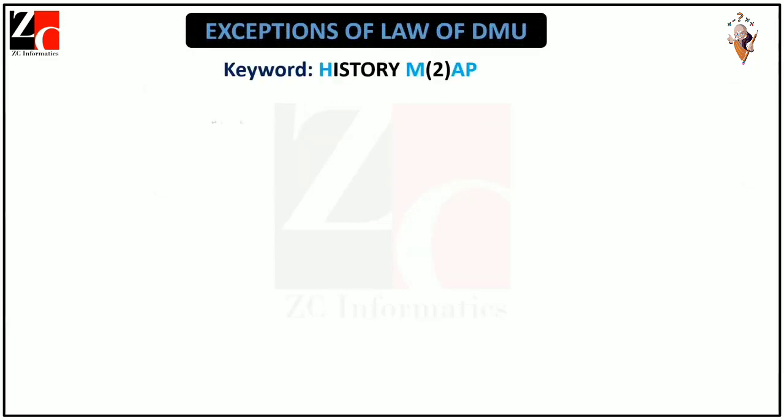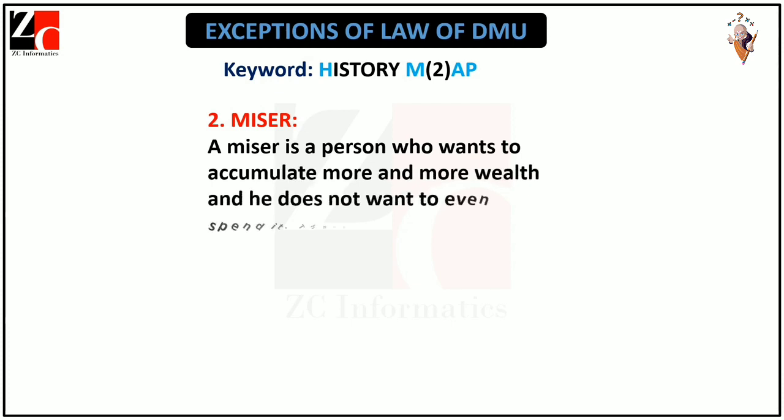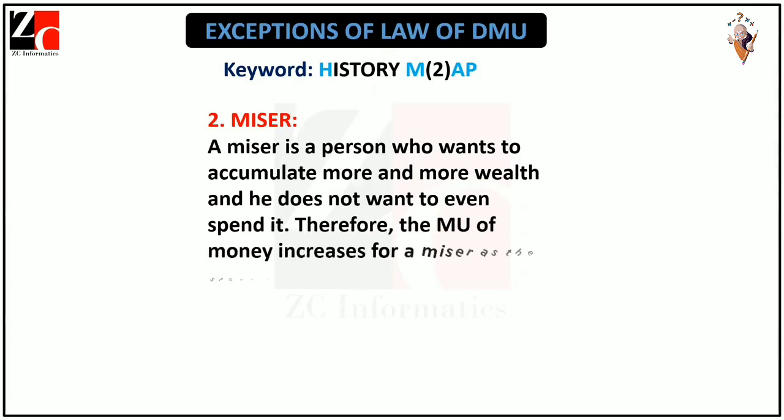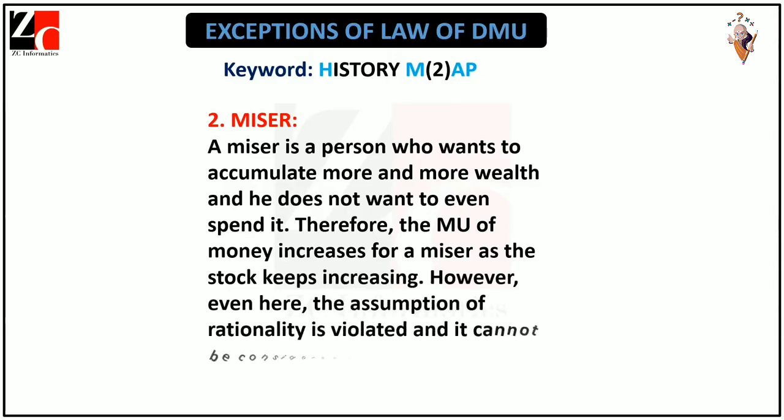Point number 2. Miser. A miser is a person who wants to accumulate more and more wealth, and he does not want to even spend it. Therefore, the marginal utility of money increases for a miser as the stock keeps increasing. However, even here the assumption of rationality is violated, and it cannot be considered to be a real exception.